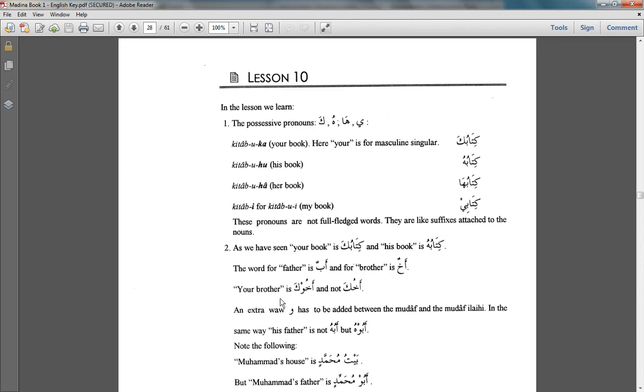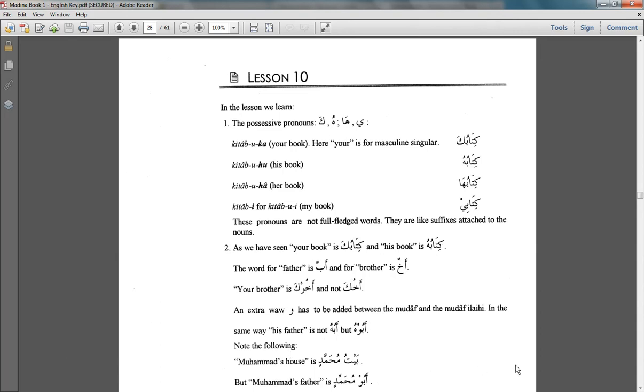For example, your brother is akhuka and not akhka. You have to say akhuka. You have to add the waw. An extra waw has to be added between the mudaf and the mudaf ilayh. The mudaf and mudaf ilayh in this case is akhun, mudaf, and kaf, mudaf ilayh. So that waw has to be added. In the same way, his father is not abhu but abuhu.